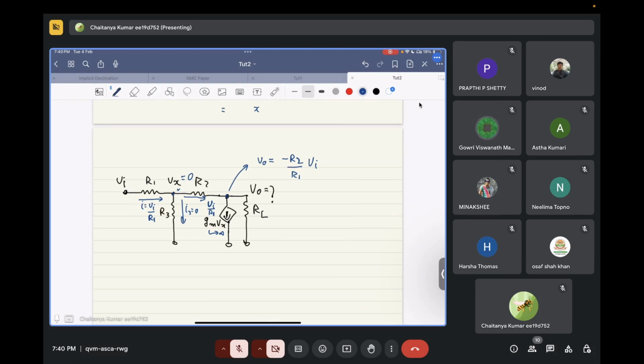Okay. So if this is clear, does this approach of assuming Vx equal to 0, finding current through R1 and passing the same current through R2 and hence finding the output voltage, do you think you have seen a familiar circuit where you apply all these concepts?